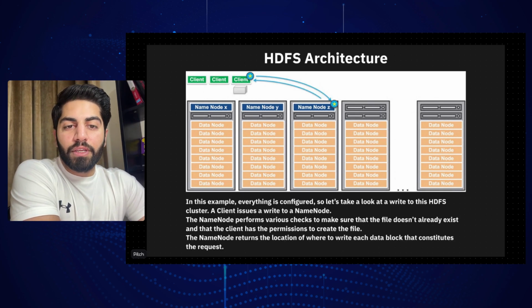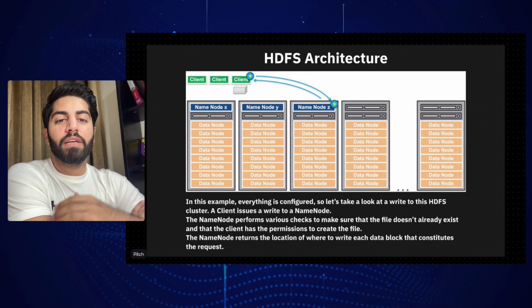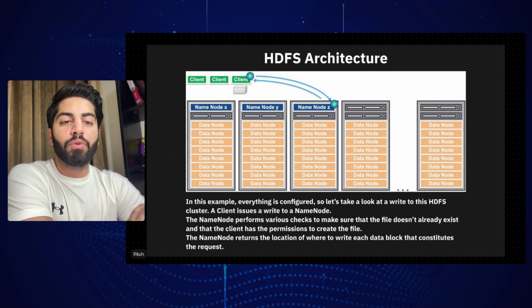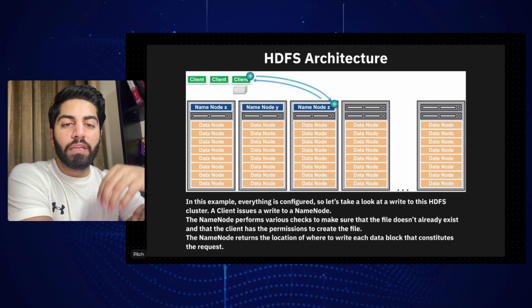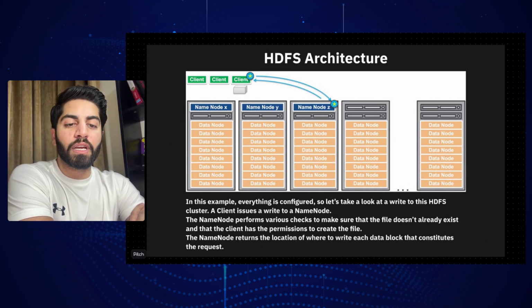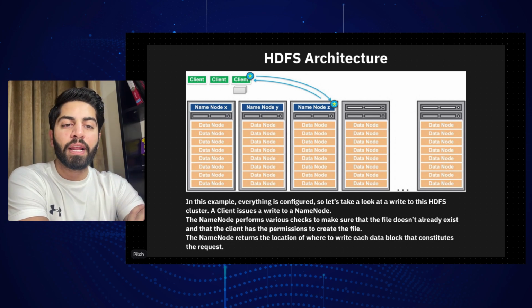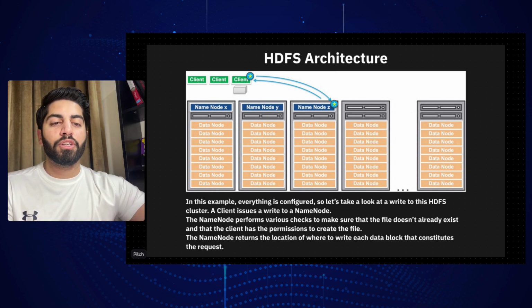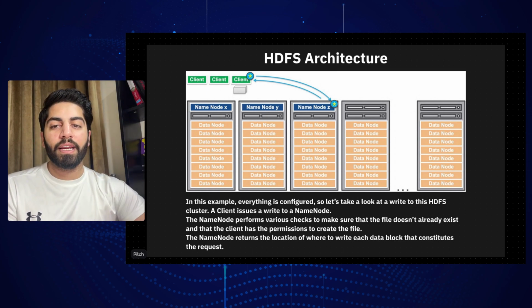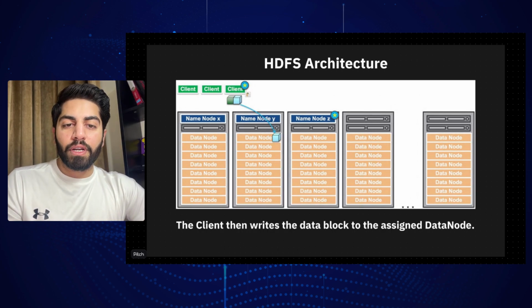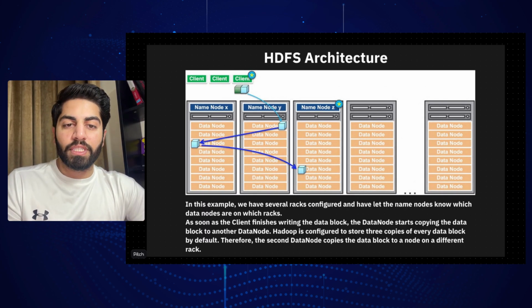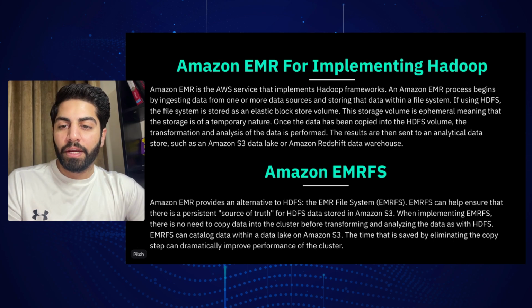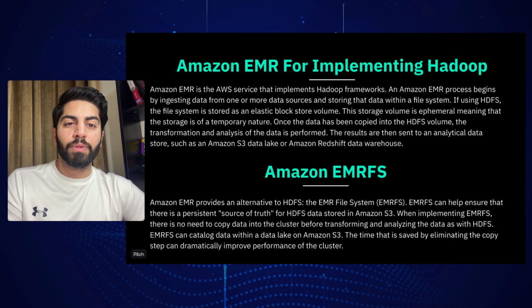Moving forward, whenever we have to request some data or update some data, the client requests the name node. The name node then checks if the client has the permission to access that data, if the data is present and all that, and then it gives the location of where the data is residing to the client. And then we have more examples. We will not cover that, as it would be very time consuming.